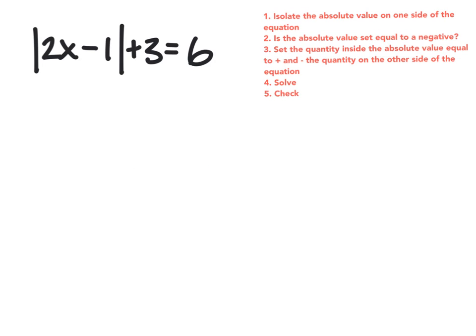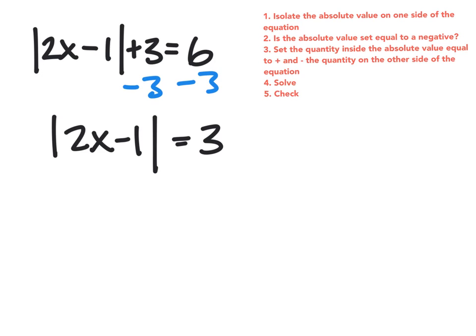All right, so here we have the absolute value of 2x minus 1 plus 3 equals 6. The first step is to isolate the absolute value on one side of the equation. That just means get rid of this plus 3. So we're going to subtract 3 from either side. So now that we've got this isolated and it's set equal to 3, we ask ourselves, is the absolute value set equal to a negative? No, it's not. If no is the answer, then we can continue. So the next step is to set the quantity inside the absolute value equal to the positive and the negative of the quantity on the other side.